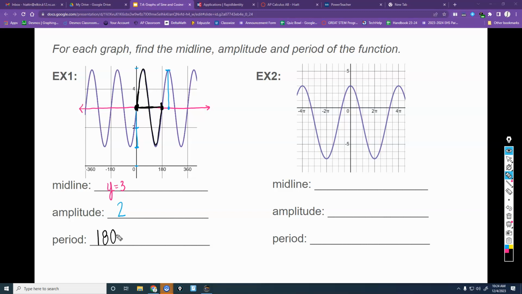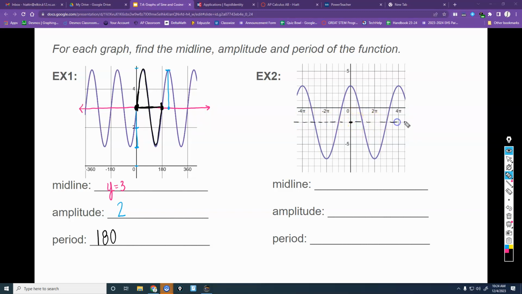All right, so let's look at the second one. We're looking for the midline. That needs to go through the middle. What do you guys think for that? -2, right here.